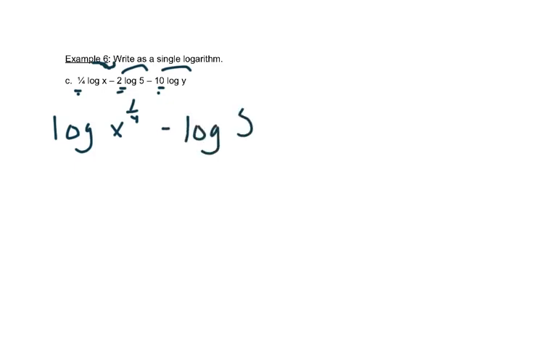Again, we'll do this. So we have a number in front. We're going to write that as an exponent. So if we do that, we get log of x to the 1/4 minus log of 5 squared minus log of y to the 10th.